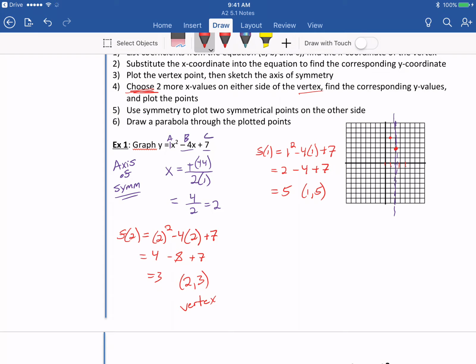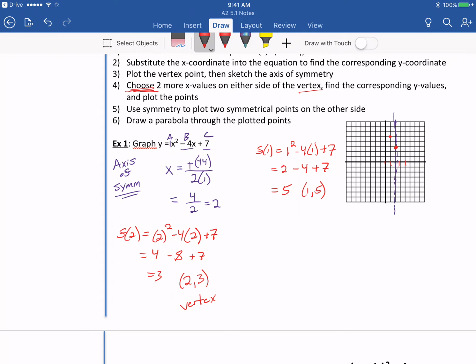Just kidding. That should not be 1. Mr. Laxton makes mistakes too. This is going to be 1 minus 4 is negative 3 plus 7 is 4. So this is 1 comma 4 here. So excuse me. All right, I'm going to erase that little part right there. I'm going to have 1, 4. I knew that didn't look right. All right, so I got 1 comma 4.